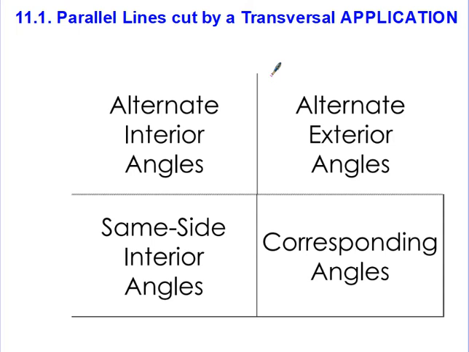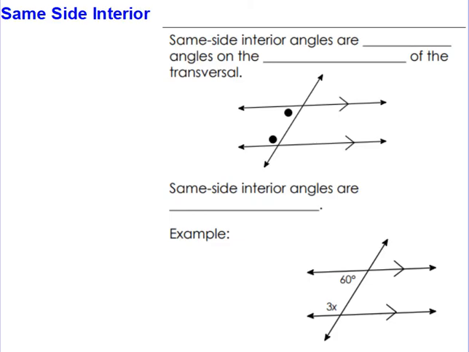So we are going to talk about how to apply some of the vocabulary terms that we have already learned, and we're also going to learn one more new one. We're going to talk about alternate interior angles, alternate exterior angles, corresponding angles, and same side interior angles. Same side interior angles, this is the new one. Okay, so let's start with that one.